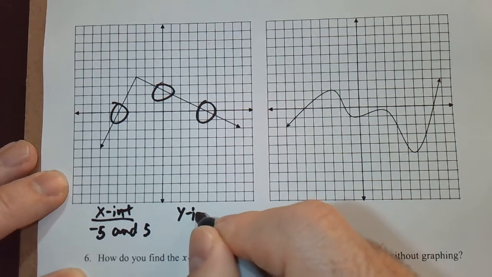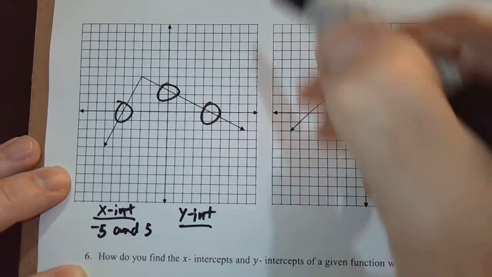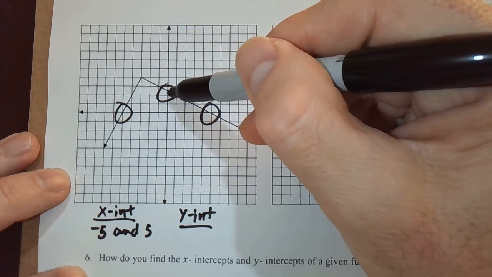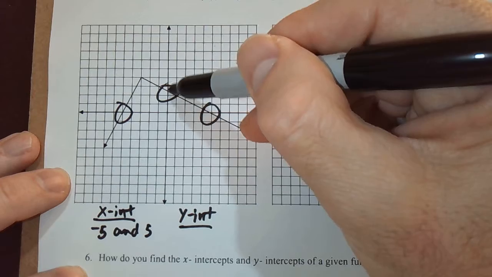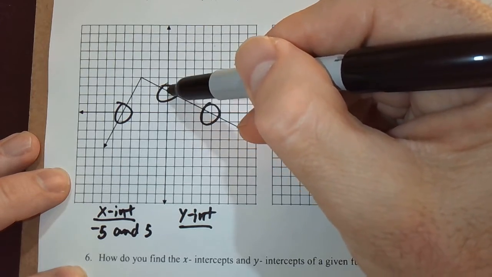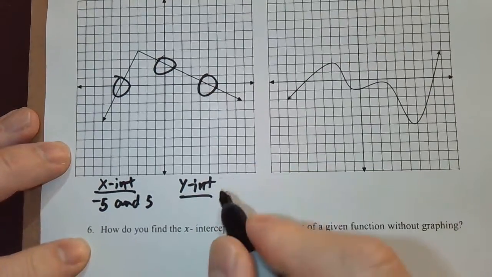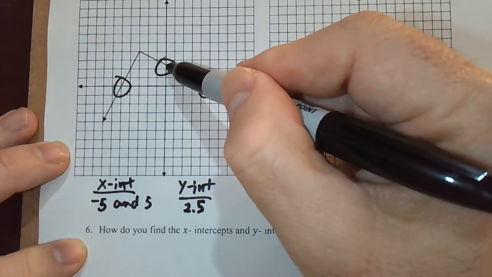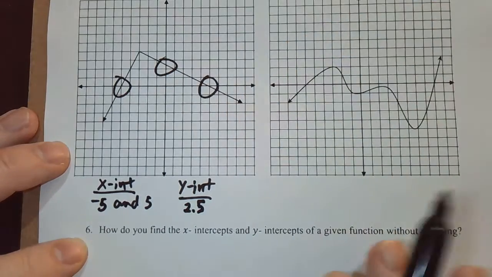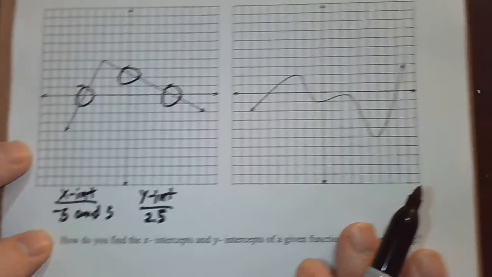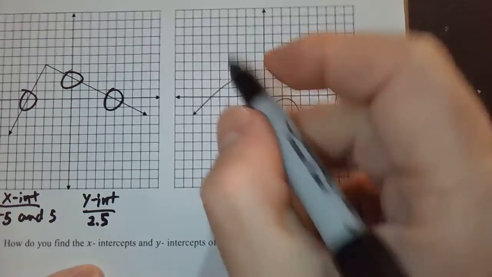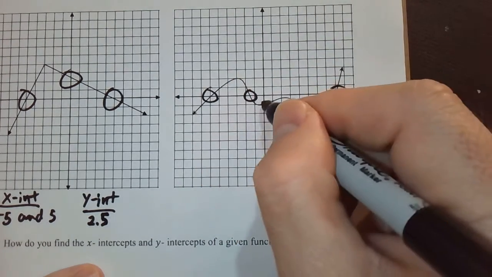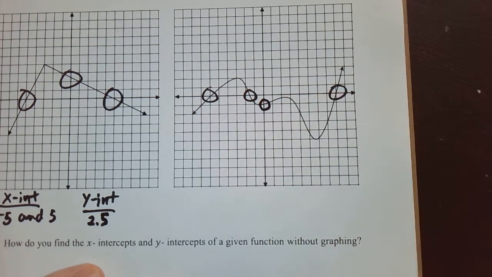And then the y-intercept is, I think my intention was to make it right in between there, so I'm going to call it 2.5. Actually looks maybe closer to 2.4, but you get the idea. Okay, and in this graph, we've got x-intercept, x-intercept, x-intercept, and then one y-intercept right there.